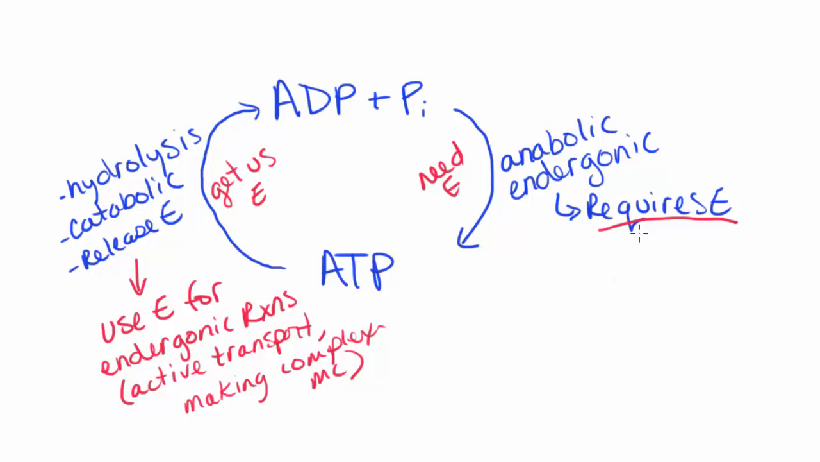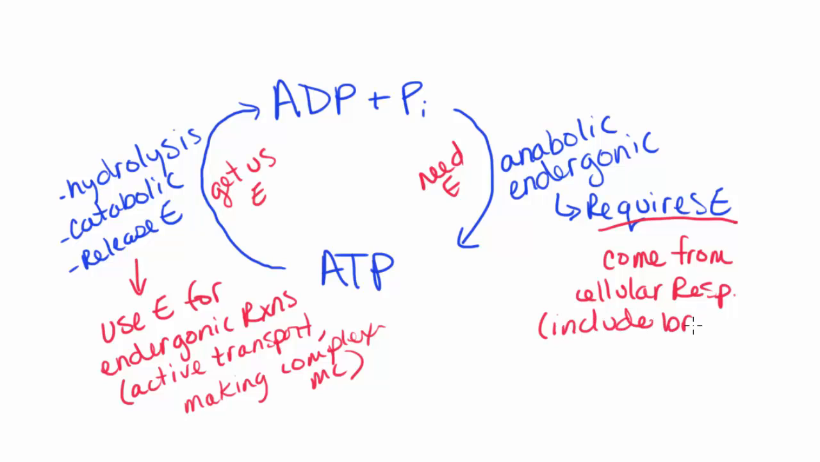We get that energy that's required from the food we eat. Specifically, this is going to come from cellular respiration. That's the whole point of cellular respiration. And so it's going to come from cellular respiration, which is going to include the breakdown of organic molecules, which breaking down glucose would be an example of an organic molecule.